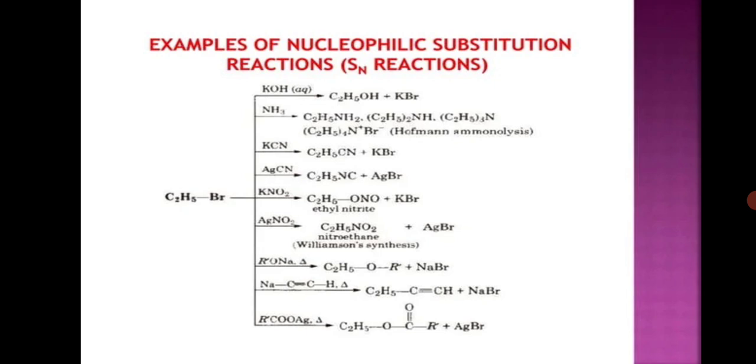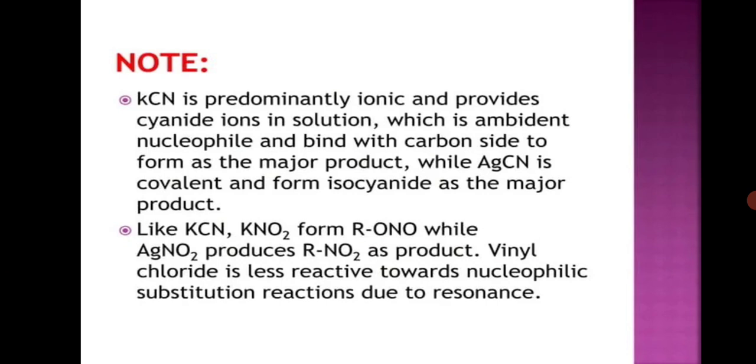Okay, next we shall see some of the special features, particularly why potassium cyanide is going to give ethyl cyanide, whereas silver cyanide is going to give you ethyl isocyanide. Why potassium nitrite is going to give ethyl nitrite, whereas silver nitrite is going to give you nitroethane. In the next slide that information is given, here, as a note.